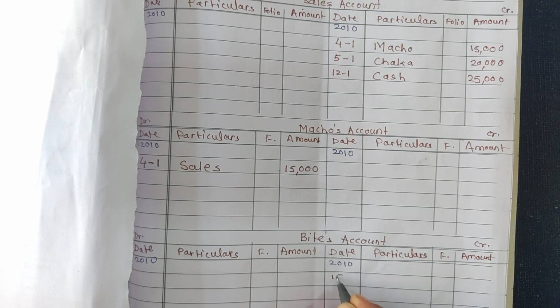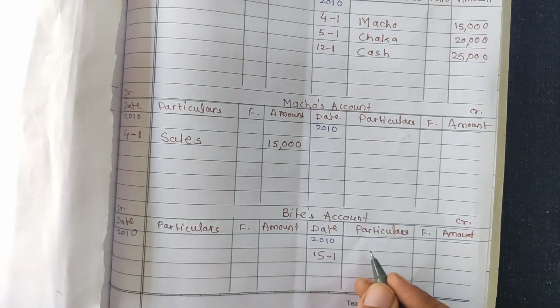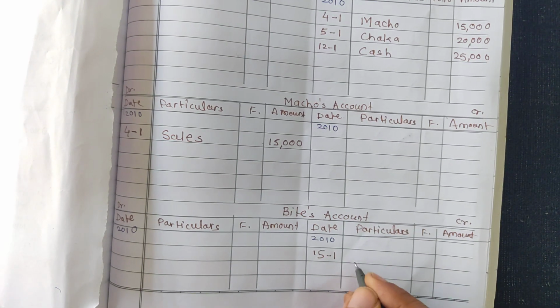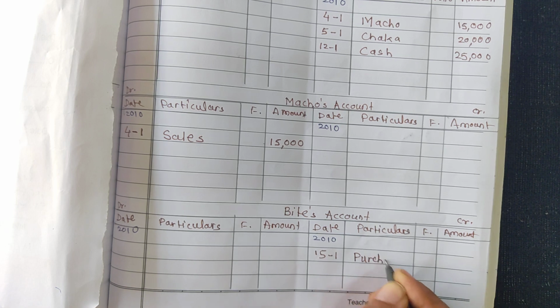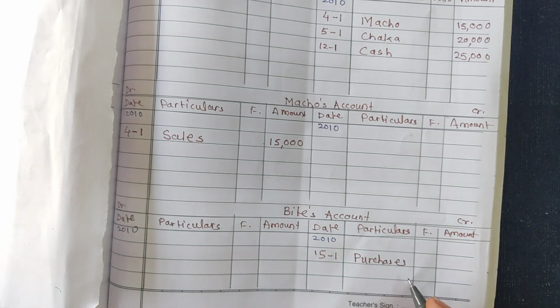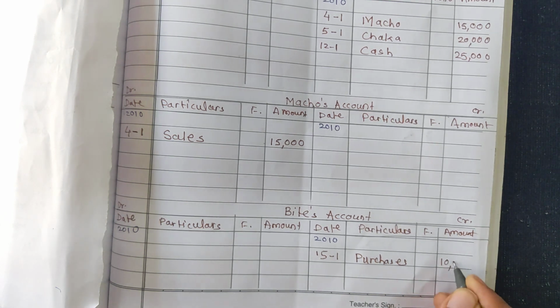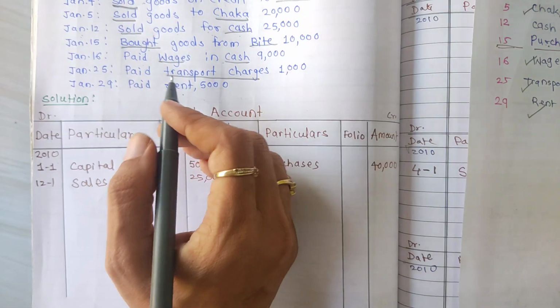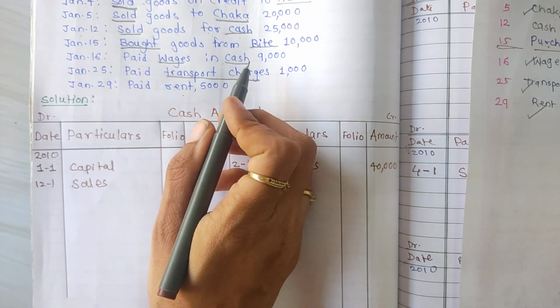Date is 15 January. While writing here, you have to write down the name of the account which is debited. So purchases, and amount is 10,000.